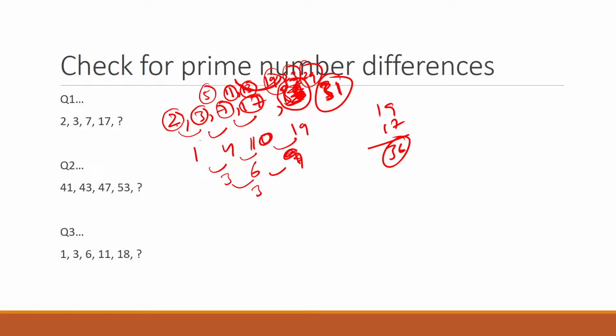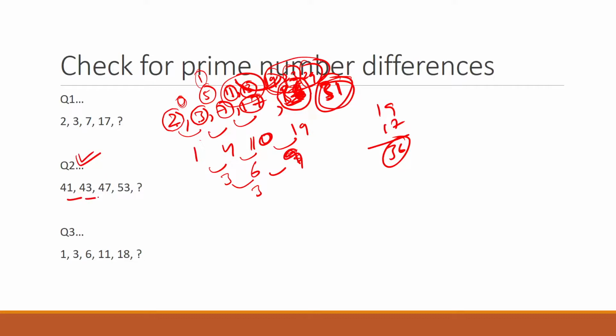So first prime number, then you gave the second prime number, so the difference is 0. That is a 0 prime number difference. Then there is a 1 prime number difference and a 2 prime number difference. Now we have a 3 prime number difference to get the answer of 31. And now let's move to the next question.